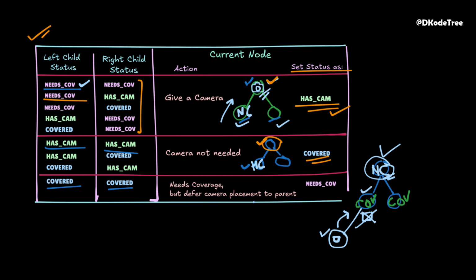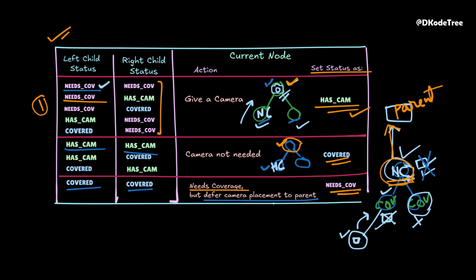And to give it coverage, there are 2 ways. One is to give a camera directly here, and second is to defer its camera requirement to its parent. So what is the better way? If we give a camera here, then this camera will give double coverage to the already covered children, which is not optimal, right? So what we will do, we will try delaying the camera placement. And so we are actually not providing a camera here. We'll set the status as needs coverage and we are deferring the camera placement to its parent.